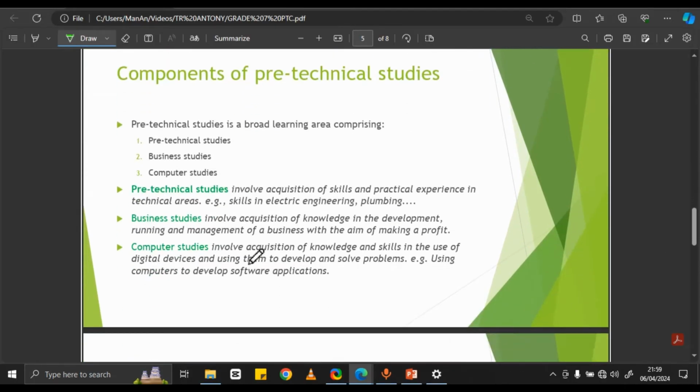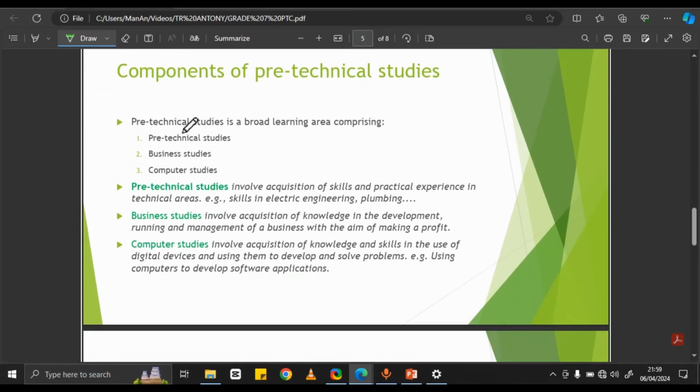Now, what are the components of pre-technical studies? Pre-technical studies is a broad learning area, of course, because as I've told you, it's pre-technical, as in it leads to a technical field. So some of the learning areas in pre-technical studies include pre-technical studies itself, business studies, and computer studies.